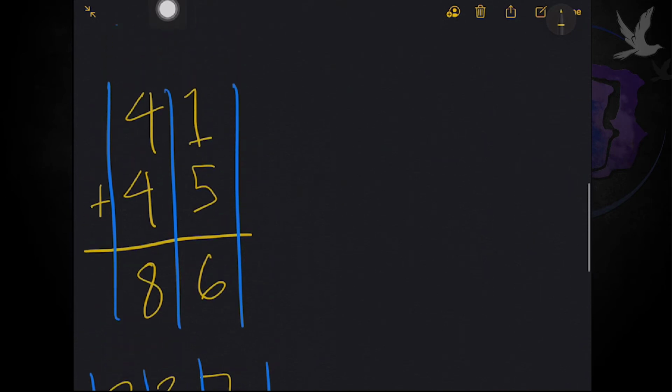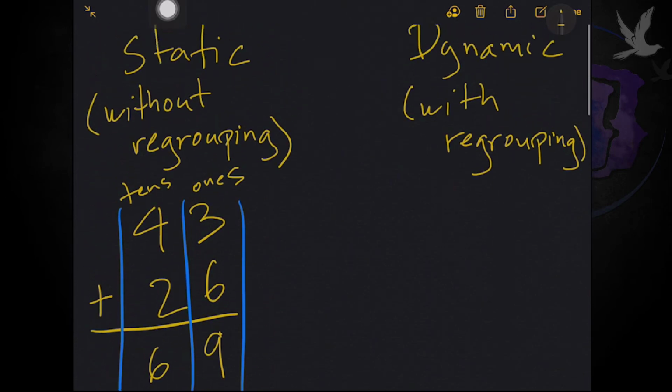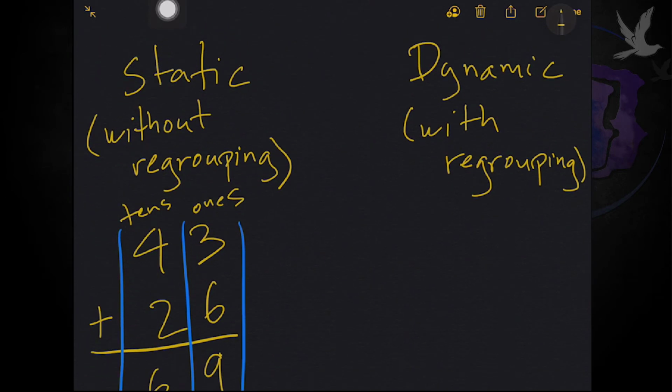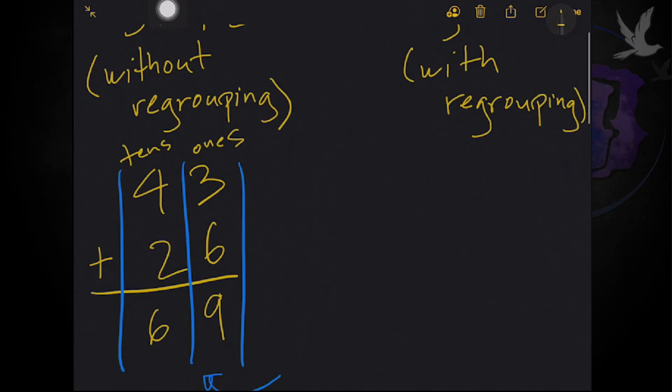Okay, now let's go to the part where there is dynamic with regrouping. Okay, let's try this. So, with regrouping na to, so ano yung difference? Let's try to see the difference. If with static, for every place value, klaruin ko lang yun, for every place value, the answer doesn't go more than 9.